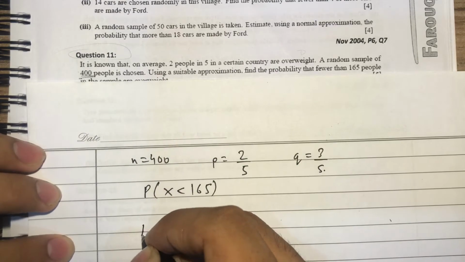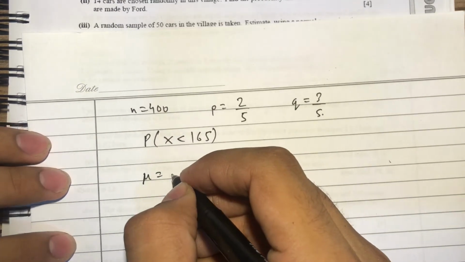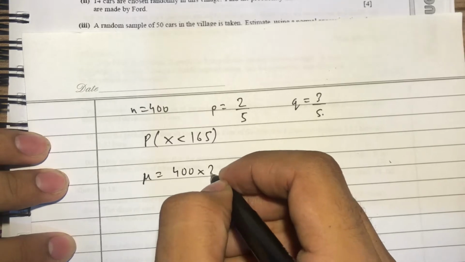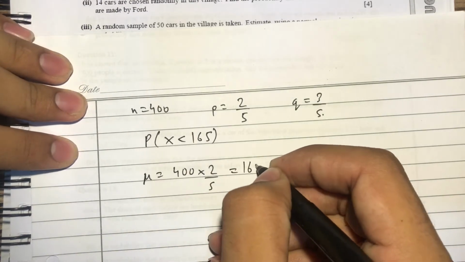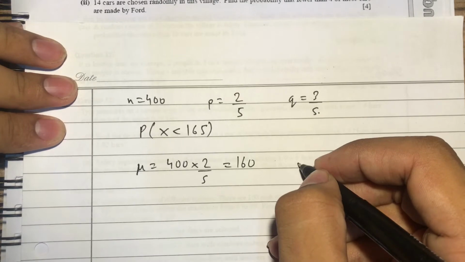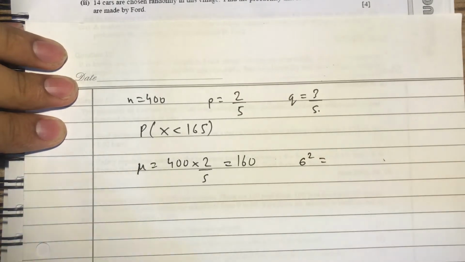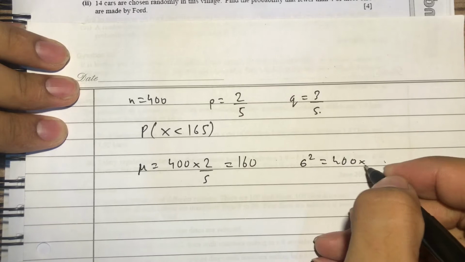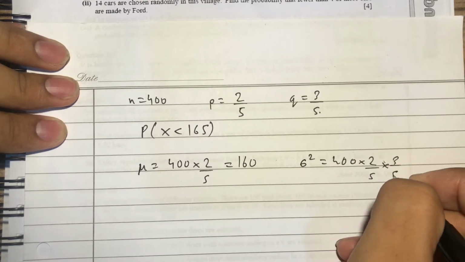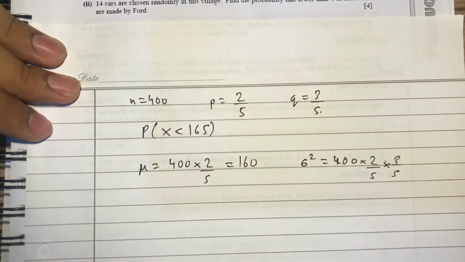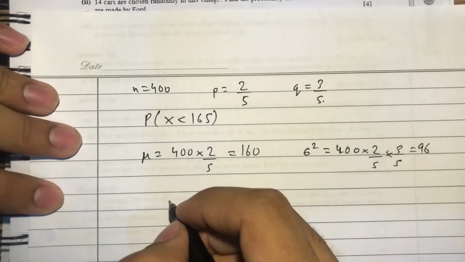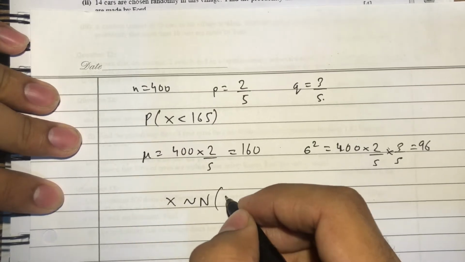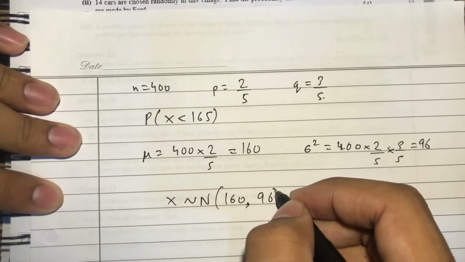So I'll first find the mean. Mean is n times p, so 400 times 2 upon 5, that is 160. Then I'll find the variance, which is 400 times 2 upon 5 times 3 upon 5, that is 96. So now x follows normal, with mean 160 and variance 96.